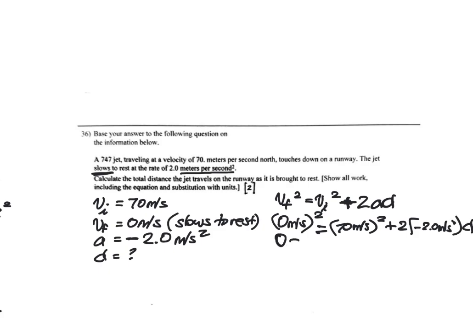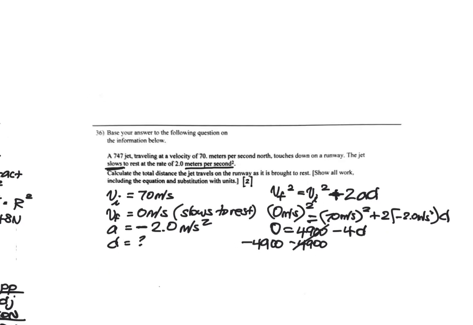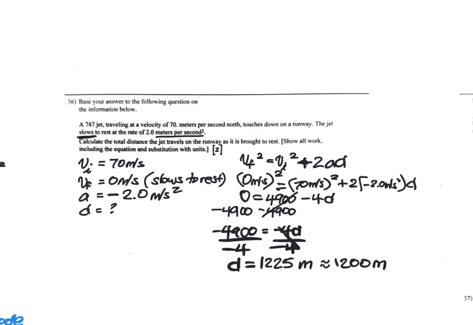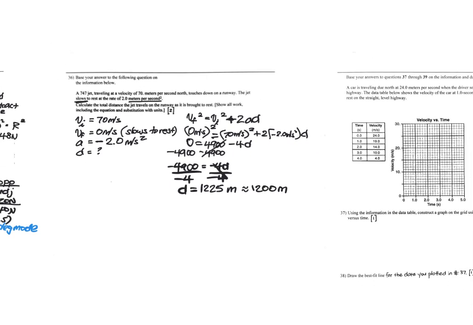All right, so that's 0. Let's see what 70 squared is. I get that 70 squared is 4,900, so I have 0 equals 4,900 minus 4D. And so I want to get D by itself, so I subtract the 4,900 from both sides. I get negative 4,900 is equal to negative 4D, so I divide both sides by negative 4 to get rid of that. And I wind up with a displacement for our airplane of 1225 meters, and since all the numbers are 2 sig figs, the actual answer would be 1200 meters. But if you wrote 1225, you would be fine.